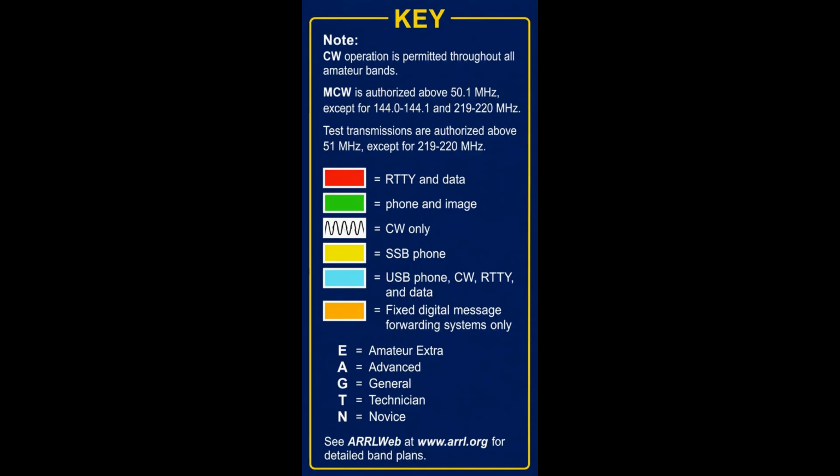Above the license listings are colored boxes which indicate what mode of operation is permitted on each frequency band. Let's go through them. The first box in red. Where red shows up on the band plan, the mode used is RTTY and data. When green is displayed on a frequency band, the operator may use phone and image modes. When amateur radio operators call using a voice mode on their radio, the radio is referred to as a phone, and the operator is making a call.